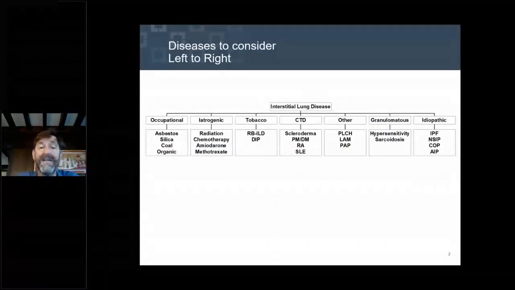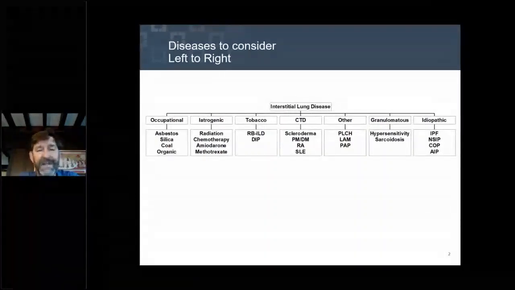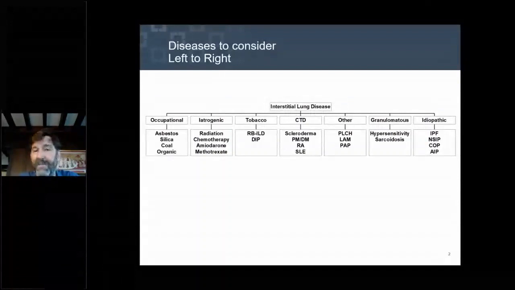Do they have any connective tissue signs or symptoms? Scleroderma, polymyositis, rheumatoid arthritis, lupus. All of my patients think it's odd that I'm a lung doctor. When I first meet them, I always examine their hands and their face to see if they have evidence of scleroderma, polymyositis, dermatomyositis, or rheumatoid arthritis.